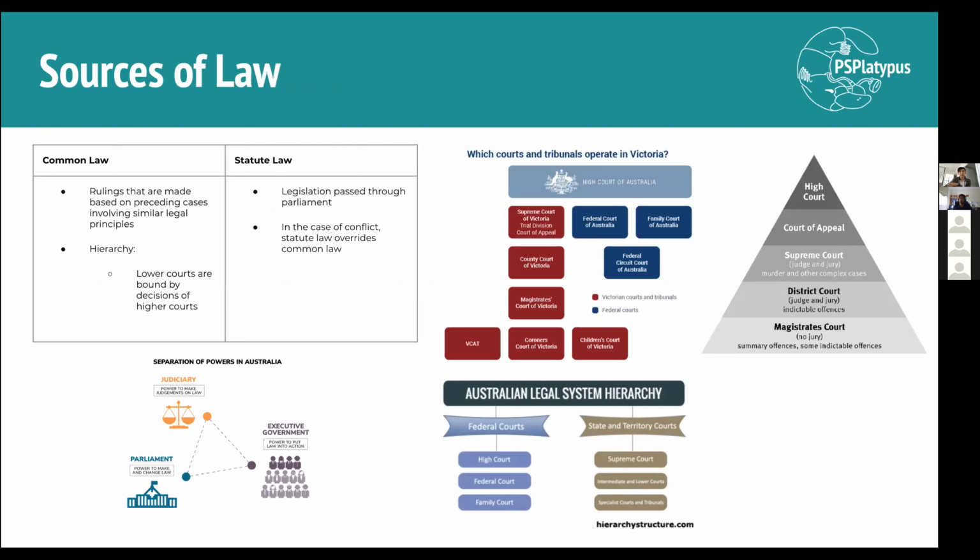Basically, in Australia, the lower courts are bound by the decisions made by the higher courts, and the highest court in the land is the High Court of Australia. And statute law is basically law that is created by the Parliament.